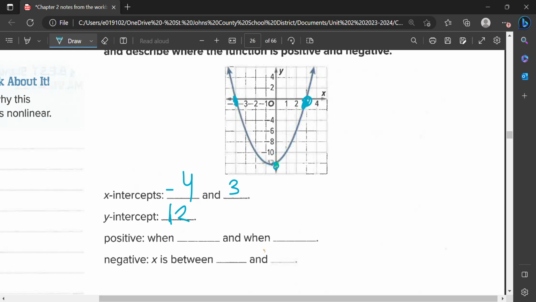Now it's going to be positive in 2 locations, from here to here and there to there. So that's when it's positive. So when x is less than negative 4, and when x is greater than 3, you can also write it like this.